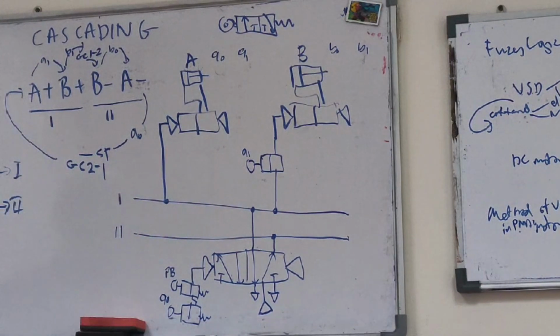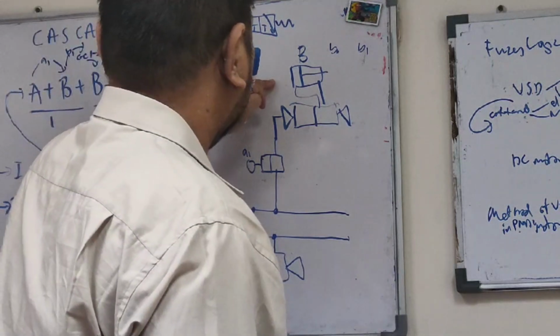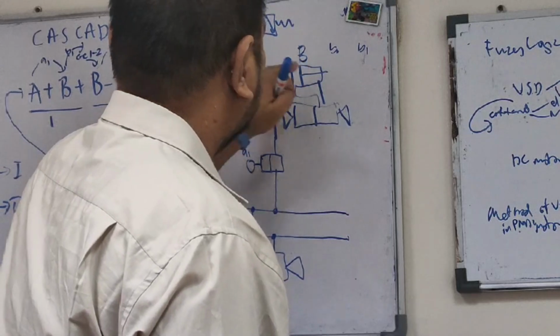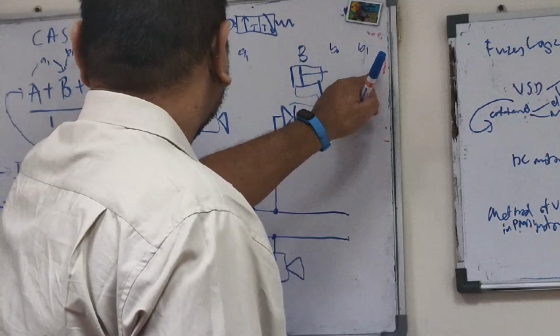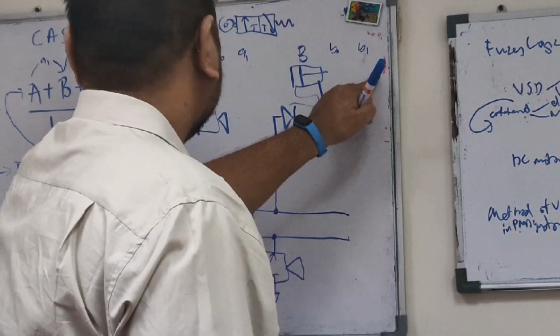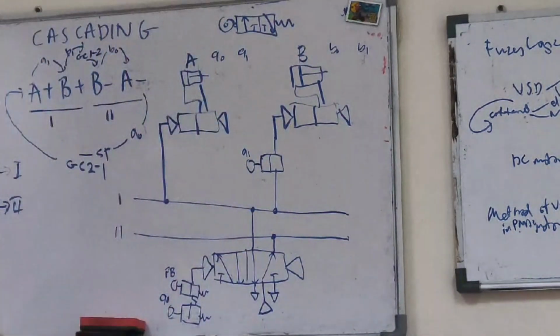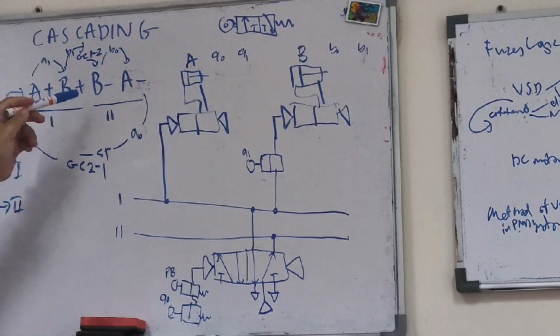And then we have B1. After B is extended, it will reach B1. So what will the result of B1 be? It will do B minus. But before it goes to B minus, it will have to activate a group changing valve.